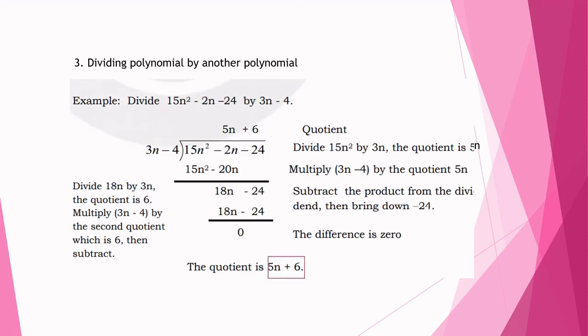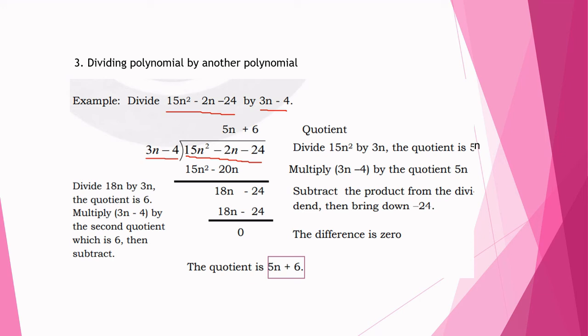Next is dividing polynomial by another polynomial. So how do you divide polynomials? For example, divide 15n squared minus 2n minus 24 by 3n minus 4. So yung 3n minus 4 is our divisor na nakalagay sa labas ng division symbol. Yung 15n squared minus 2n minus 24 naman ay ang ating dividend na nakalagay sa loob ng division symbol.